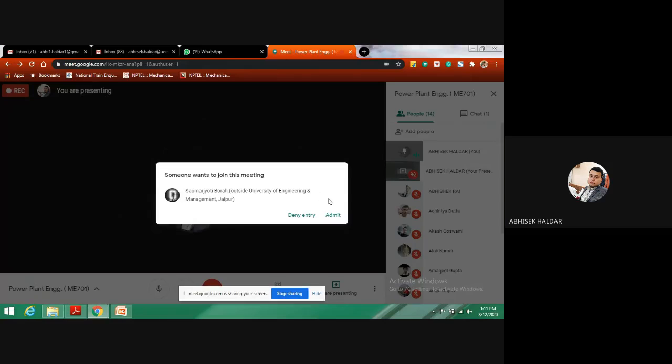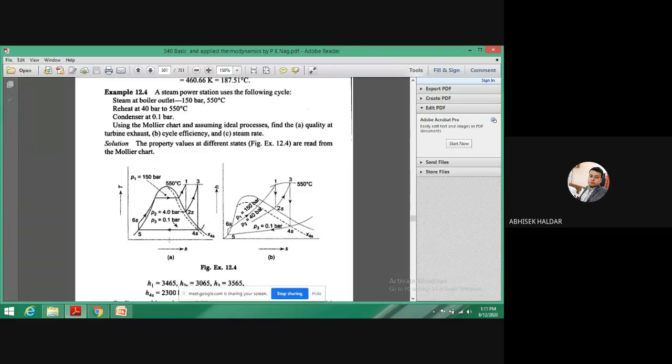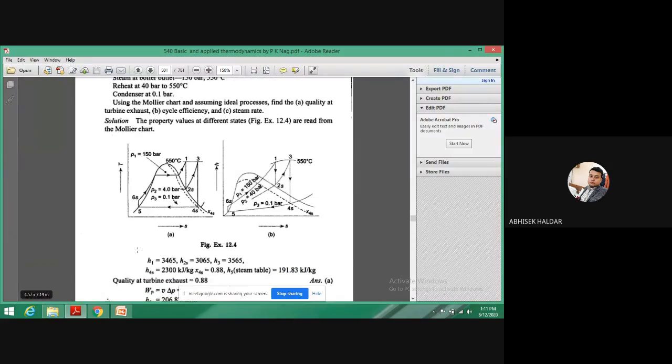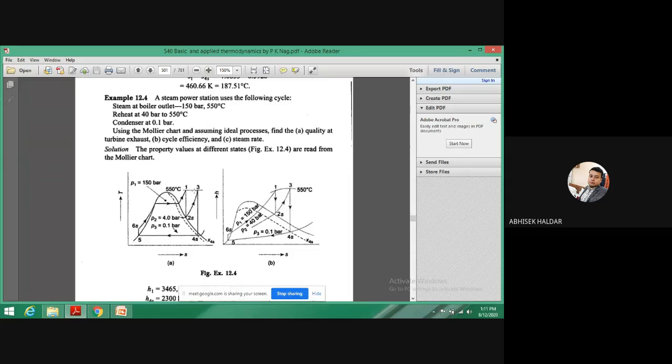Okay, so in this way, you see which values you can find out directly from your Mollier chart. Can you tell me which values? First, your H1. H1 I can easily get because I can locate this point in the Mollier diagram. This is the HS diagram, nothing but the Mollier chart. So this point 1 I can locate in the Mollier chart and I can get the value of H and the corresponding S, the entropy also.